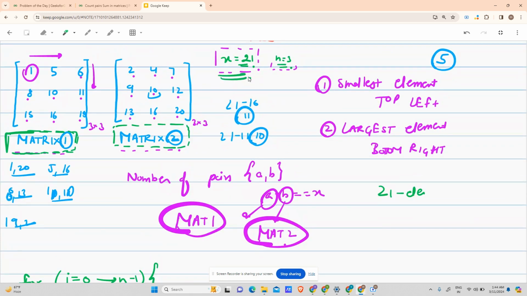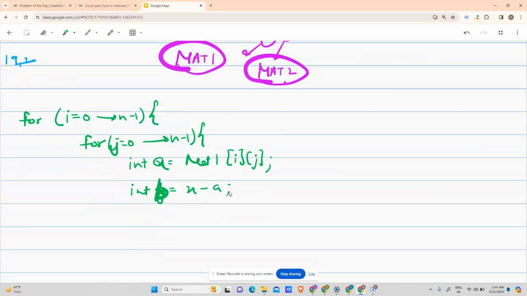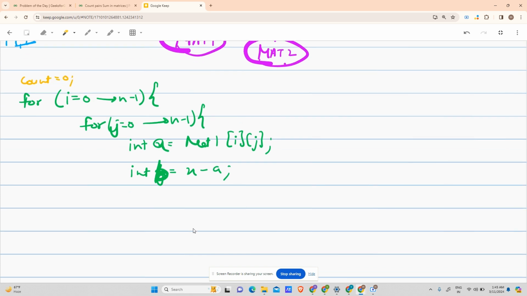X is equal to 21, right? So my b is equal to x minus a. If I find b in matrix 2, I say that I will increase my count. Suppose I have named a variable count equal to 0 here. Initially it is 0 and at last it will have the final answer, right?